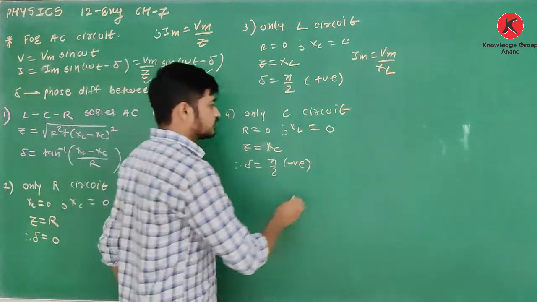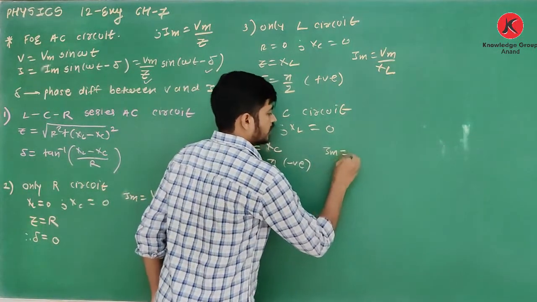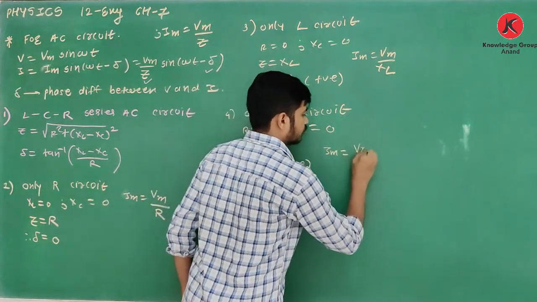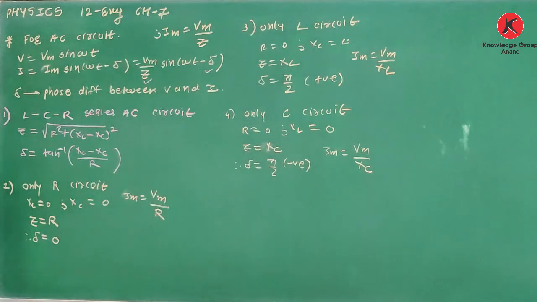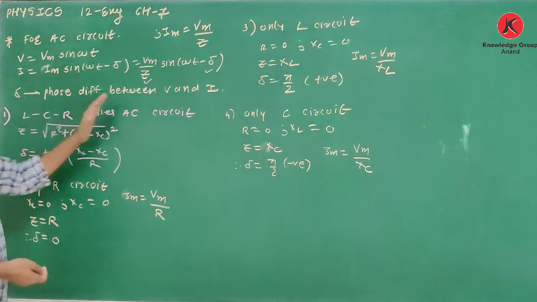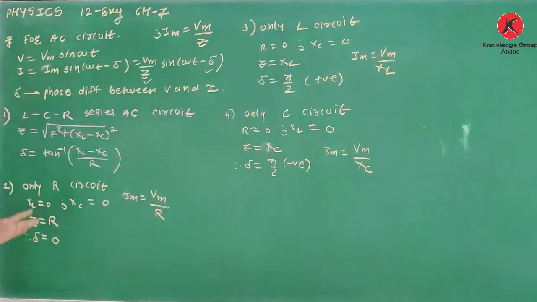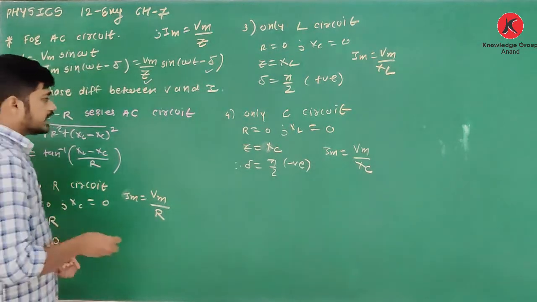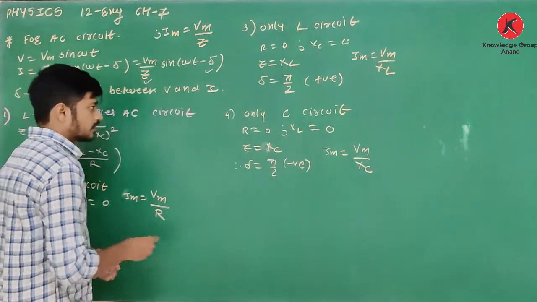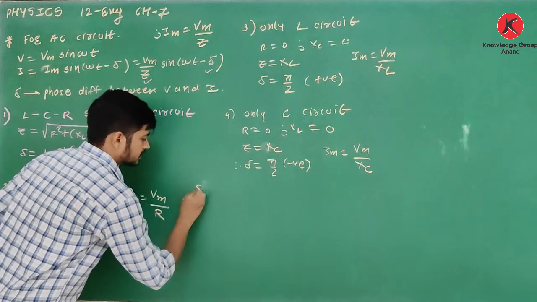And here, what is the value of Im? The value of Im is equal to Vm upon XC. Okay, so first of all, the LCR series AC circuit, then the individual cases: only R, only L, and only C. Now we will see the combinations.